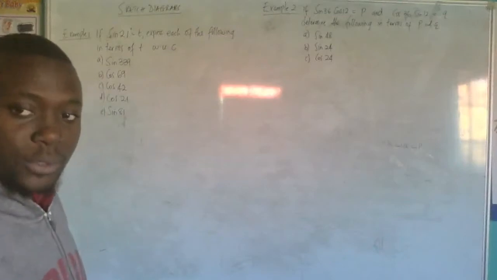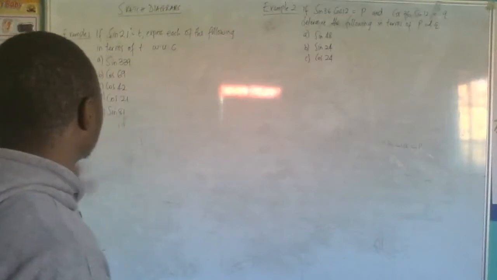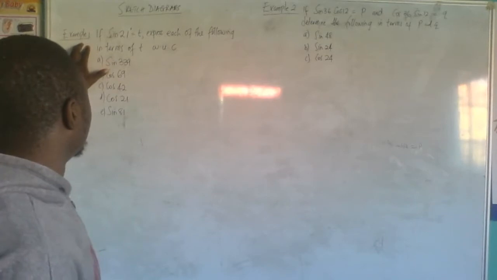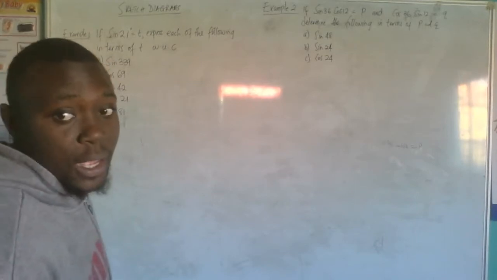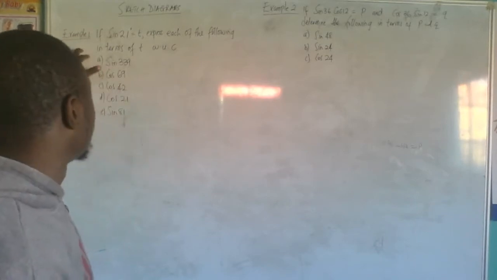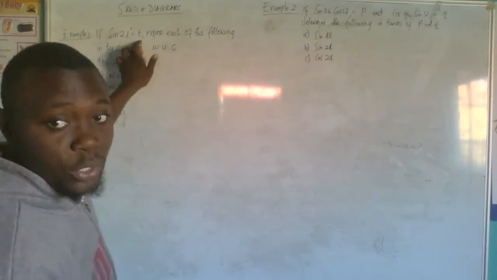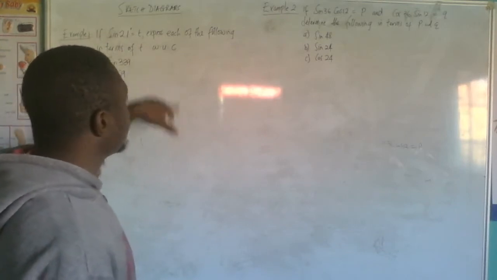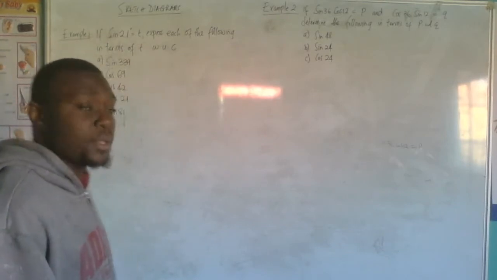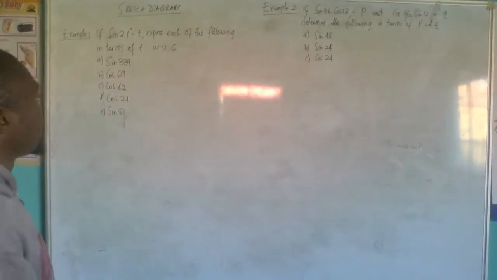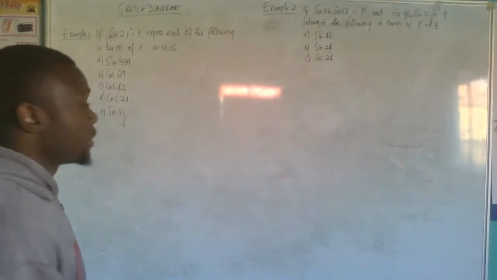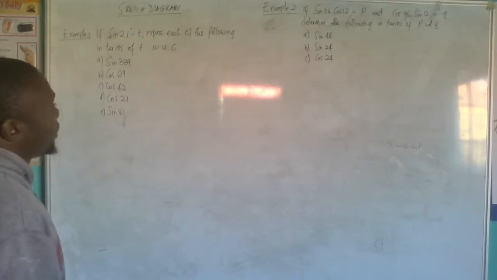Sketch diagrams, let's deal with these two examples. These examples will guide you and help you very much. If sine 21 equals t, express each of the following in terms of t without the use of a calculator. Now, what do I do?